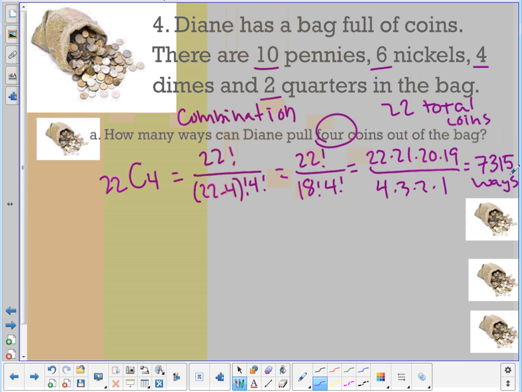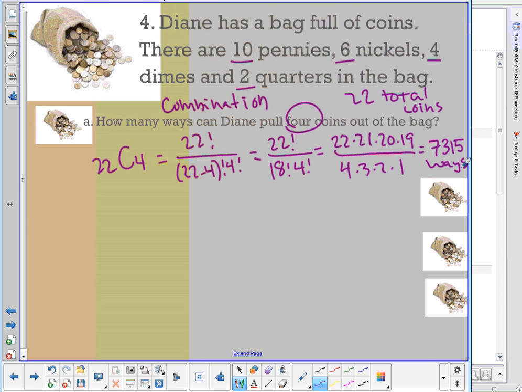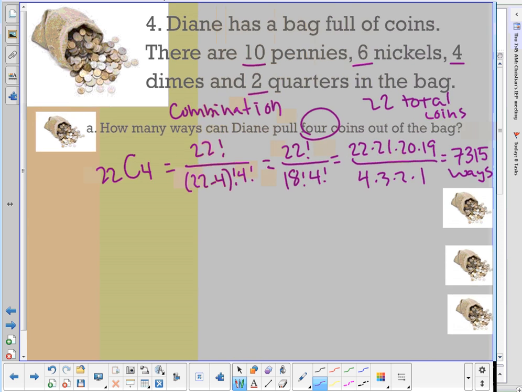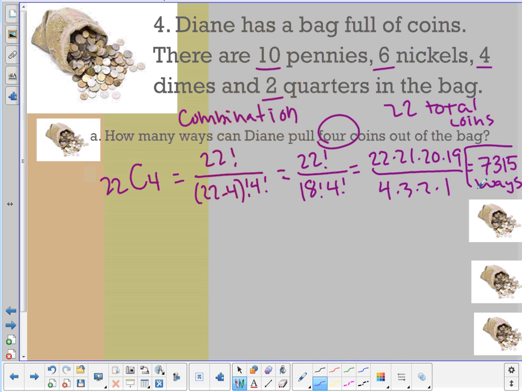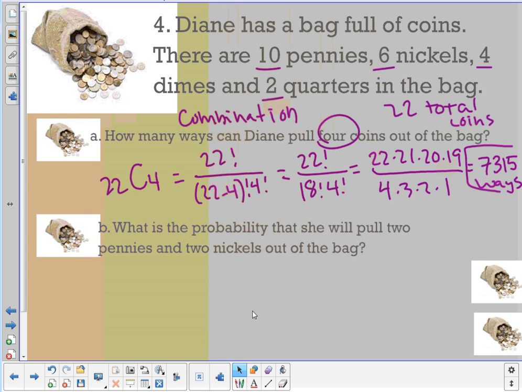So that's your total number of ways to pull 4 coins out of the bag. Okay, so now let's look at part B. It says, what is the probability that she will pull 2 pennies and 2 nickels? 2 pennies and 2 nickels.